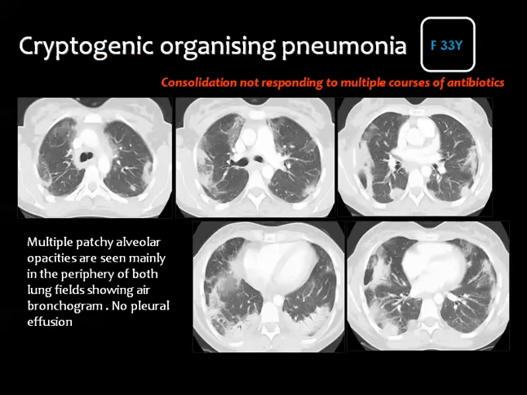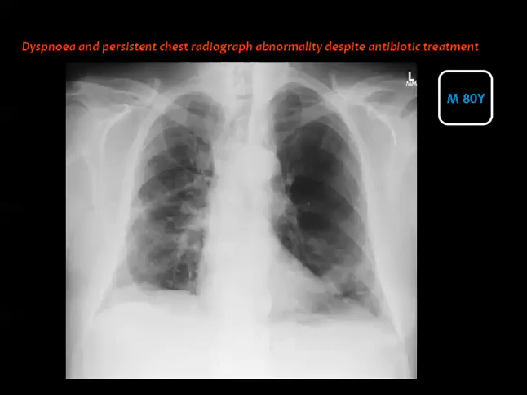But one of the clues to suspect this pathology is that the lesion does not respond to antibiotics. Then if you give corticosteroids, there is adequate clearance of the lesion. If you see opacities in the lung similar to pneumonia, and they are not responding to antibiotics, and you give corticosteroids and they respond marvelously, then you know that this is one of two: acute eosinophilic pneumonia or cryptogenic organizing pneumonia.